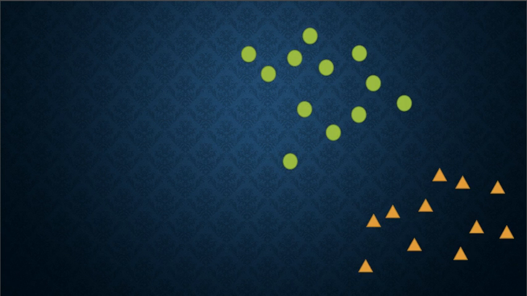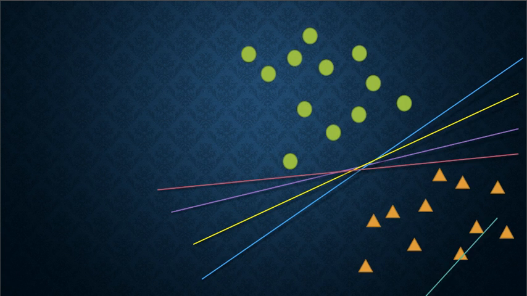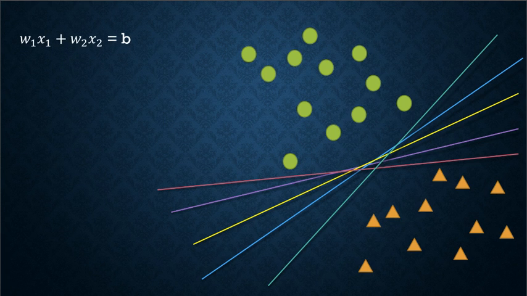In two dimensions, a linear classifier is a line. These 5 lines represent 5 examples. These lines have the functional form w1 x1 plus w2 x2 is equal to b. Here, x1 and x2 is the two-dimensional vector representation of the document, and w1, w2 is the parameter vector, together with b that defines the decision boundaries.